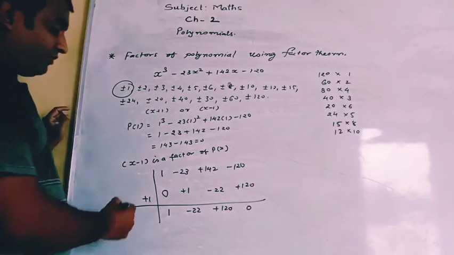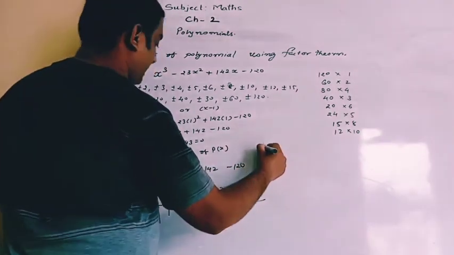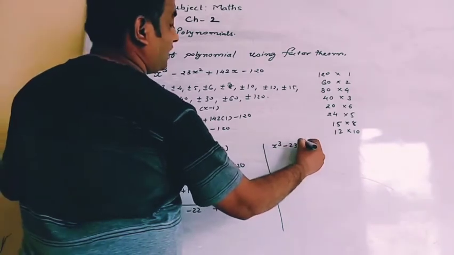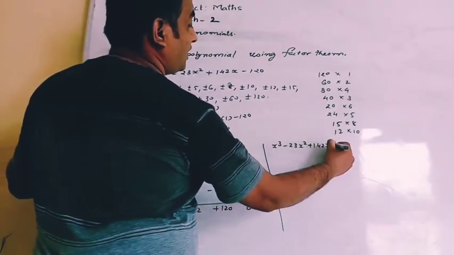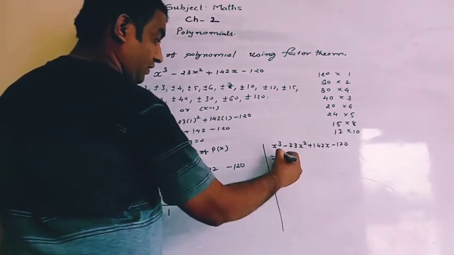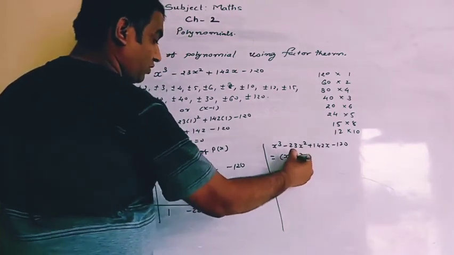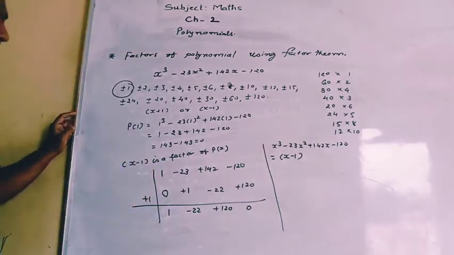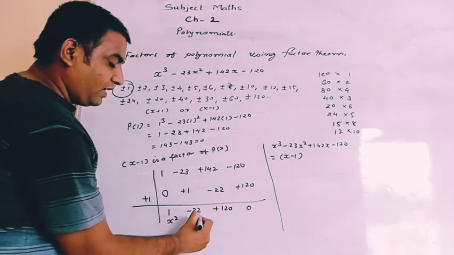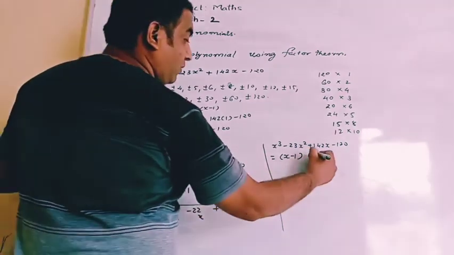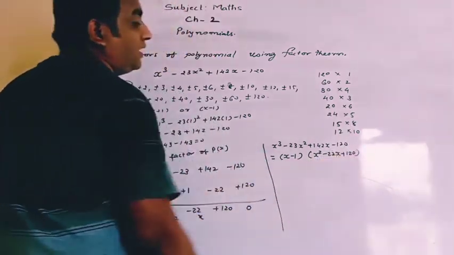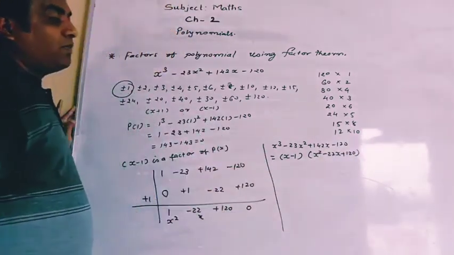So we have the one factor already. We can write x cubed minus 23x squared plus 142x minus 120 equals x minus 1 times the second factor. Already we got the first factor, and now the second factor. The question started with the cube, so here x squared, x and constant term, so it will be x squared minus 22x plus 120. Now we got the quadratic polynomial.